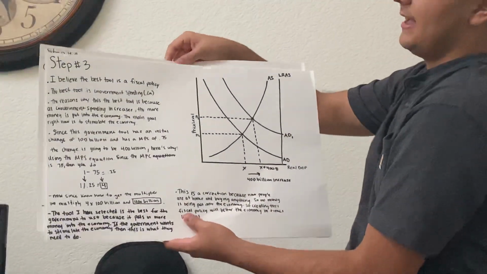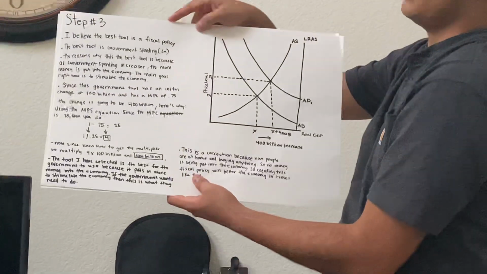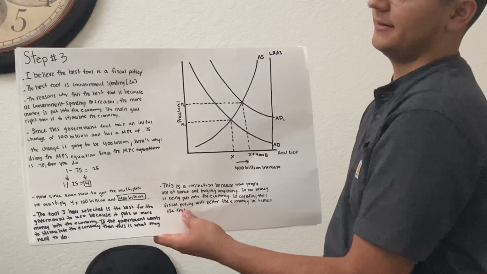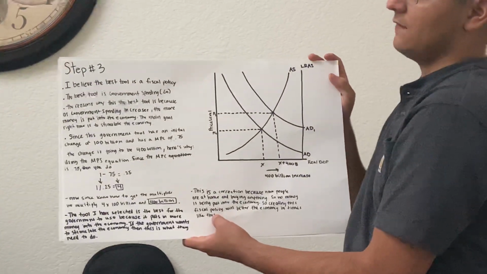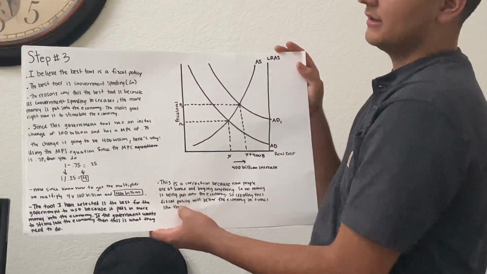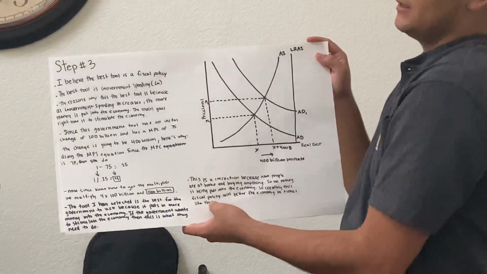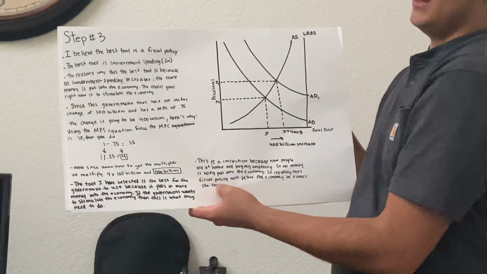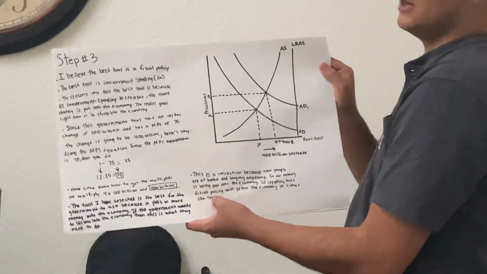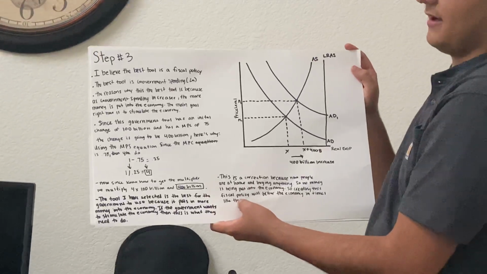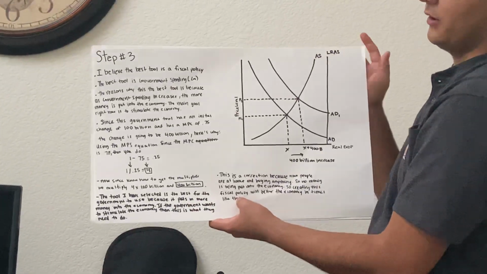Step 3. I believe the best tool is fiscal policy. This best tool is government spending. The reason why government spending is the best tool is because the more money that the government puts into the economy, the more the economy is stabilized. Since the government tool has an initial change of 100 billion and has an MPC of 0.75, the change is going to be 400 billion.